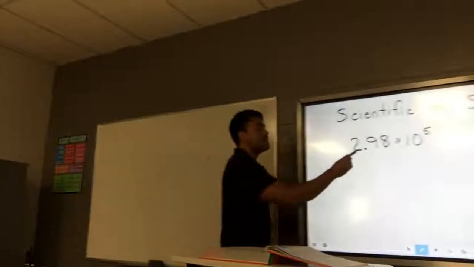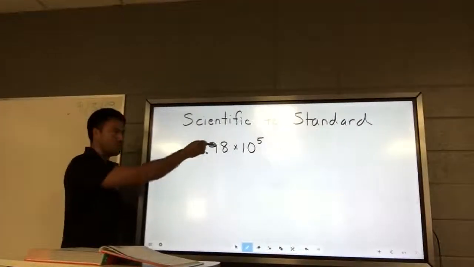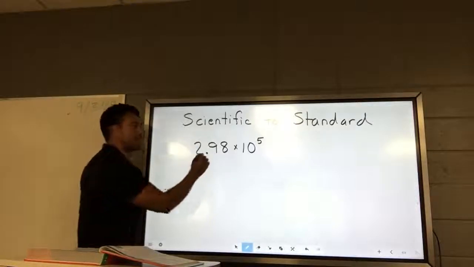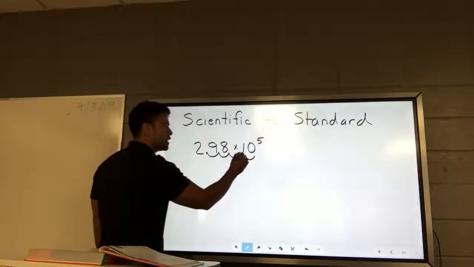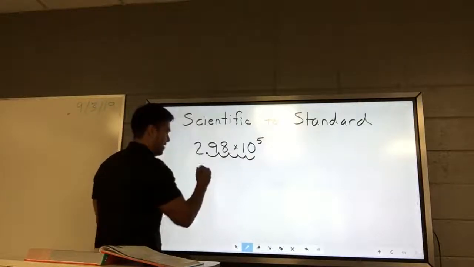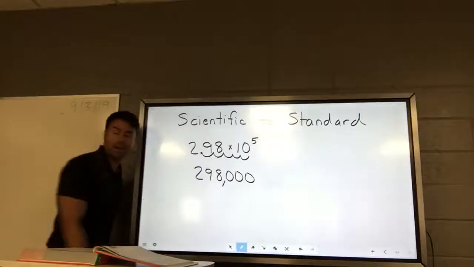If I moved it to the left, won't I get like 0.000298? That's a very small number. That's not accurate. So 1, 2, 3, 4, 5. What do I do with those extra spots? Yeah, good job. 1, 2, 3. Put the comma where it belongs.